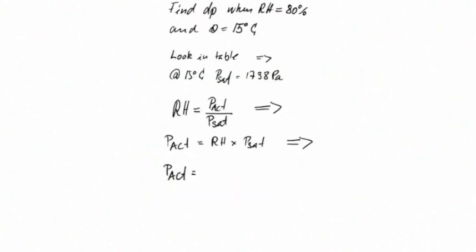So I fill in the numbers, and it's 0.8 for the 80% times 1738 pascals. And that is close to 1400 pascals. What I have to do now is go to the table that I showed before with corresponding values of relative humidities and temperatures, so I can figure out at which temperature the P actual will become saturated.